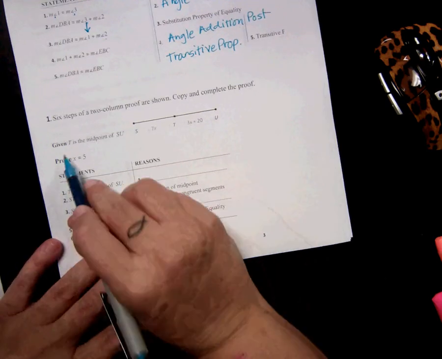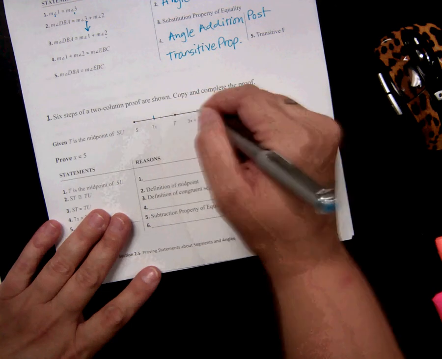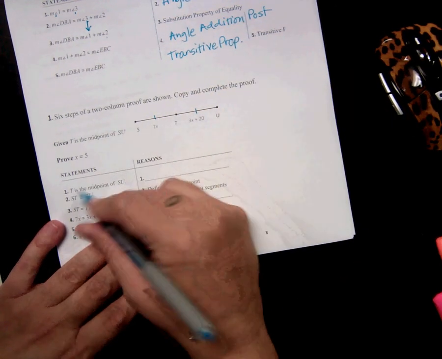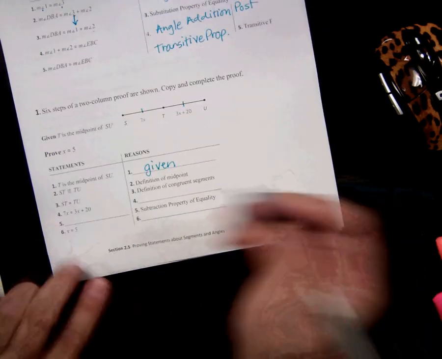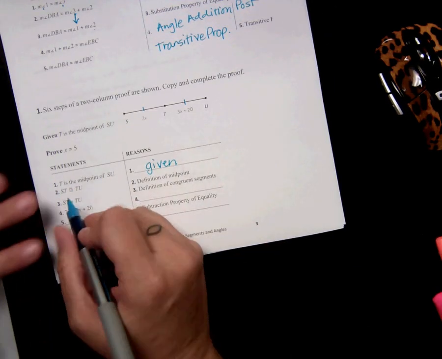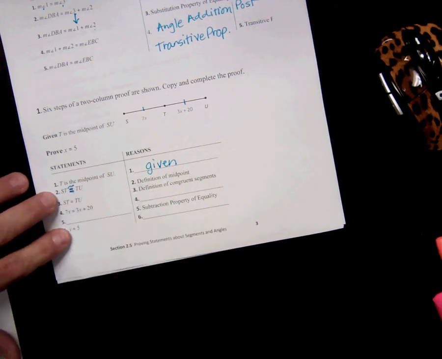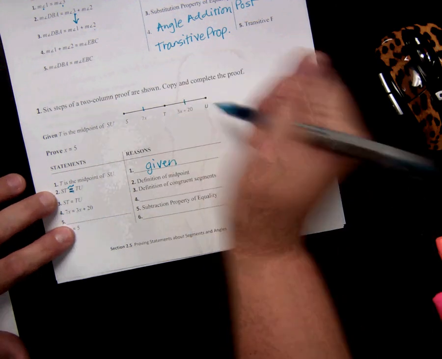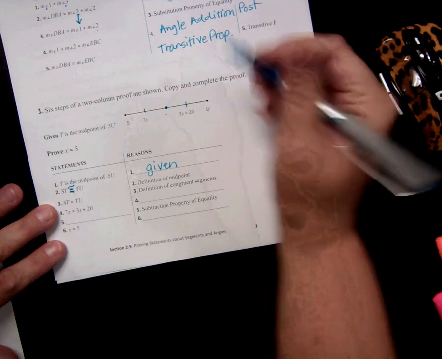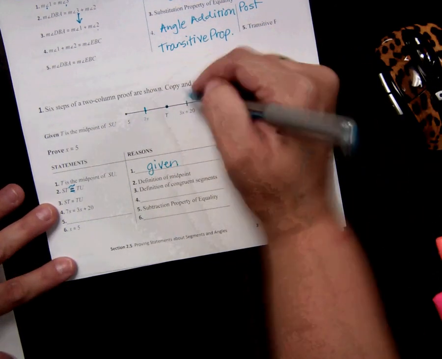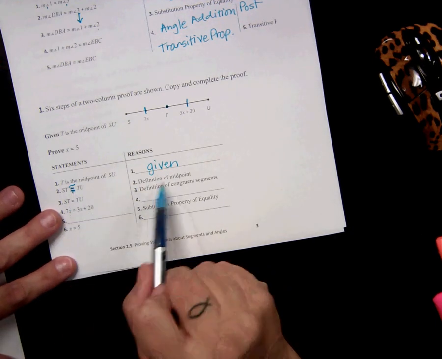They tell us that T is the midpoint of SU. T is the midpoint. We know that this side and this side are equal. T is the midpoint, and our reason for that is always going to be given. And right here, the sign that should be in between there is the congruent sign. So we know that ST is congruent to TU. How do we know that? Definition of midpoint. They told us T is the midpoint, so we can use the definition of midpoint to say that those two sides are congruent. A congruent statement goes with the definition of midpoint.